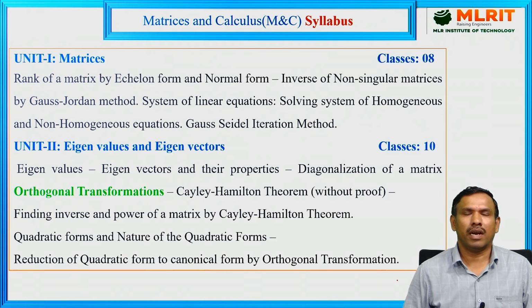So let us briefly discuss what the syllabus is and what units we have under this syllabus. Unit 1, matrices. Just now we have discussed that one. Rank of a matrix, especially echelon form, normal form, inverse of non-singular matrices by Gauss-Jordan method, system of linear equations, solving systems of homogeneous and non-homogeneous equations, Gauss-Seidel iteration method. Next, Unit 2, eigenvalues and eigenvectors, especially Cayley-Hamilton theorem, quadratic forms, these types of topics we have.